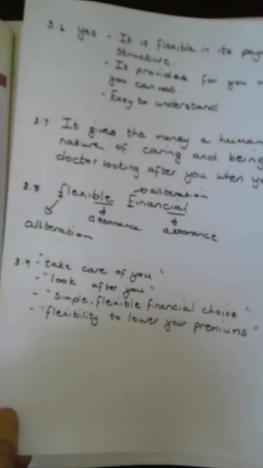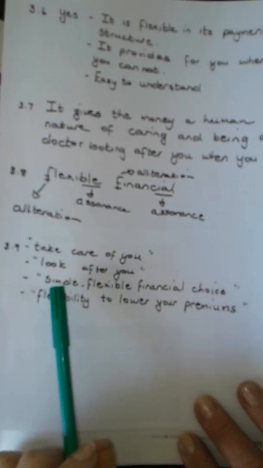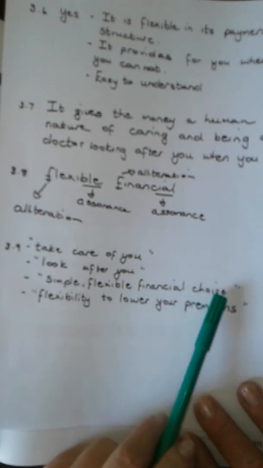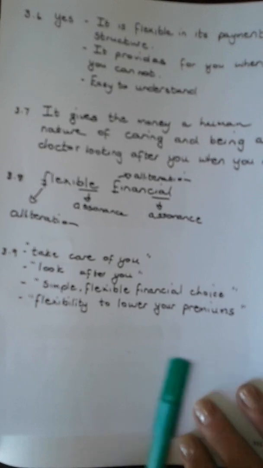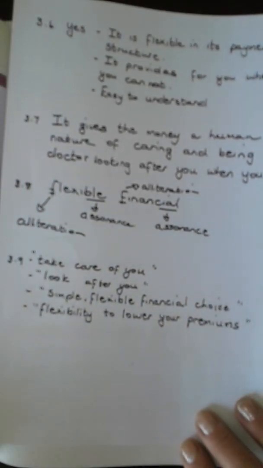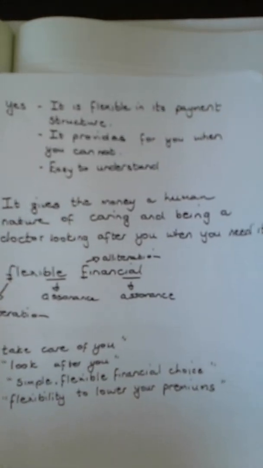3.9, find 2 examples of adjectives or phrases that have been used to woo the reader to buy this product. We have a few here. Take care of you, look after you, simple, flexible, financial choice, flexibility to lower your premiums. Those are all possible things that would entice you as the reader to most probably want to investigate this policy further. Right, let's move on to your shorter transactional.